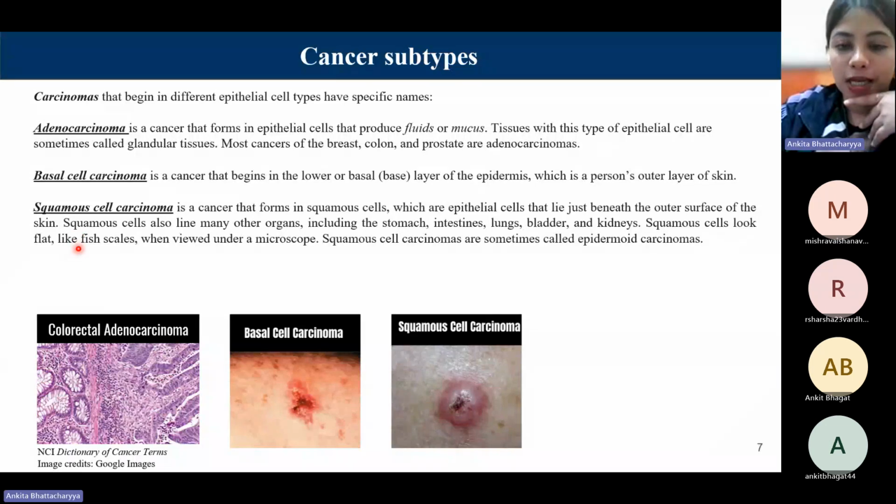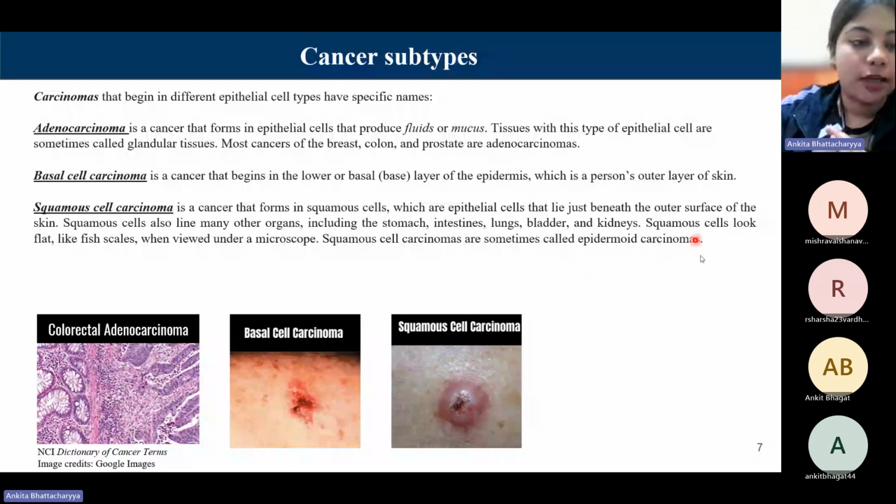other organs, including the stomach, intestines, lungs, bladder, kidneys. Squamous cells look flat like fish scales when viewed under a microscope, and sometimes they're also called epidermoid carcinomas. That's just another nomenclature for it. But yeah, again, keep in mind, these are just representative images. Basal cell carcinoma can look like anything. It can just look like some sort of brown patch, and it's actually cancer.